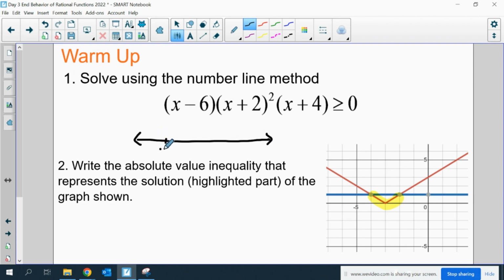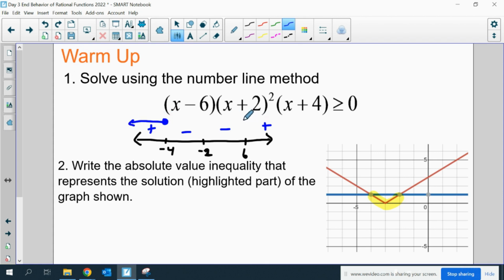So we would put the critical points, -4, -2, and 6, on a number line. And then if I plug in really big numbers, I know that this is going to go off to infinity, so I'd put a plus. And then everything will switch except for at -2, where it's a squared, so it will bounce off of that spot. So I'm looking for where it's greater than or equal to 0.